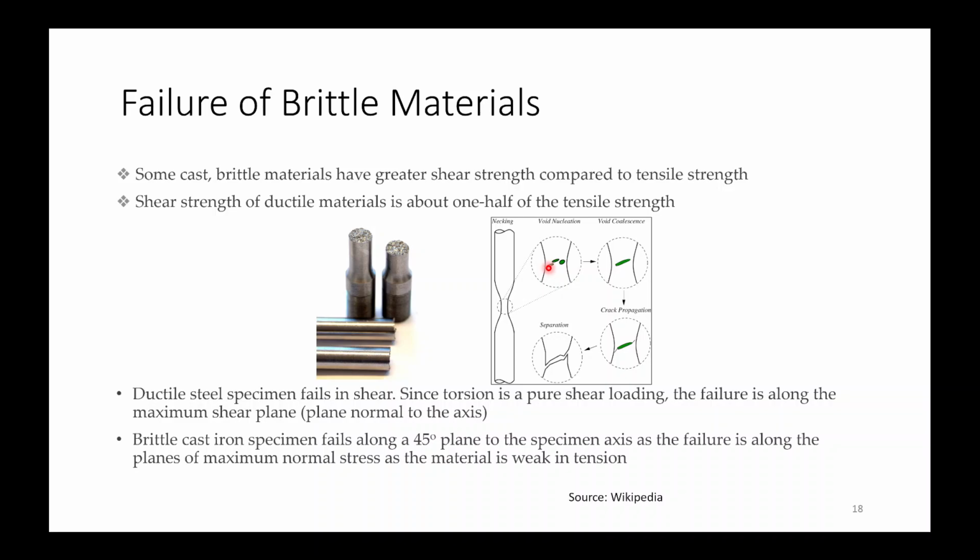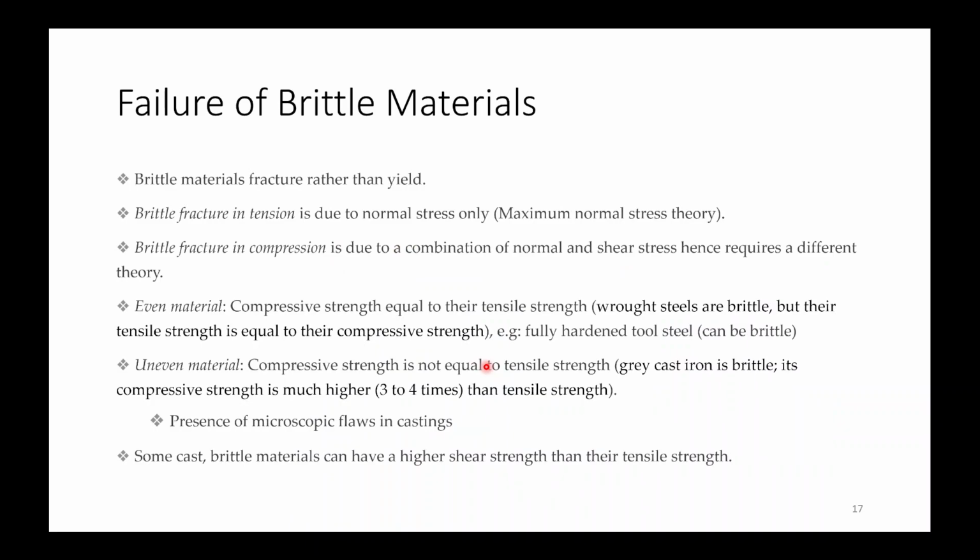Ma'am, in that case, I'm not able to differentiate between even and uneven brittle materials. Like in that case, all the brittle materials should be uneven. No, as shown here, like in case of rod type of materials, there won't be the presence of these microscopic flaws. In that case, the tensile strength and compressive strength both will be equal. That will be your even material. Okay, ma'am.